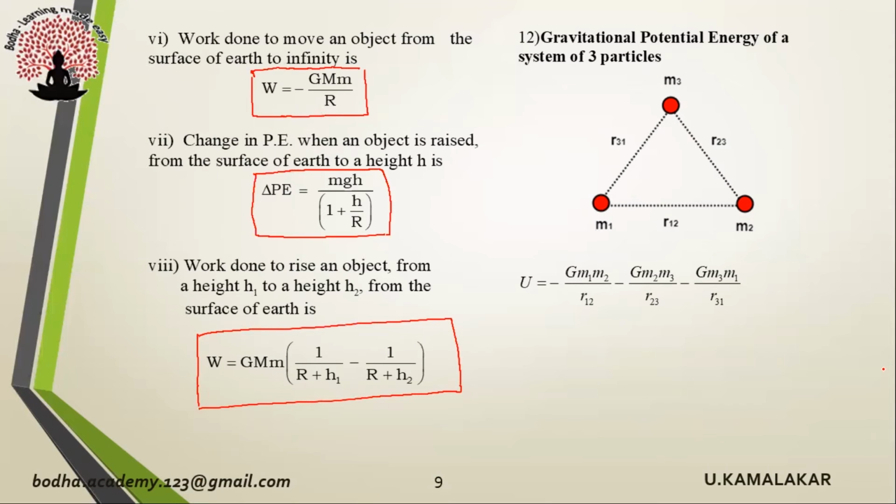Consider three particles of masses m1, m2, m3 as shown in figure. Then gravitational potential energy between these three masses is given as U is equal to minus capital G m1 m2 by r12 minus capital G m2 m3 by r23 minus capital G m3 m1 by r31.